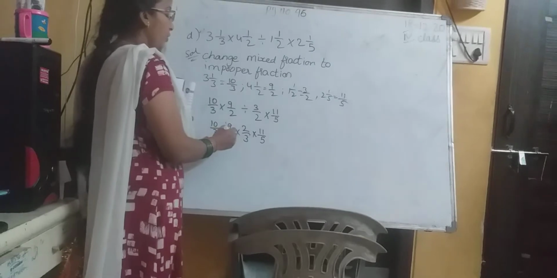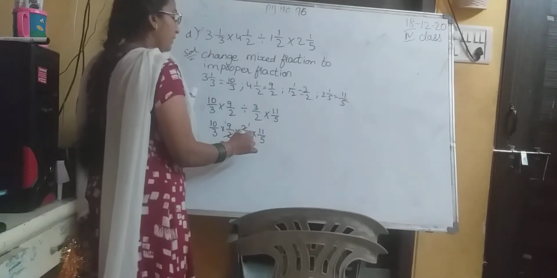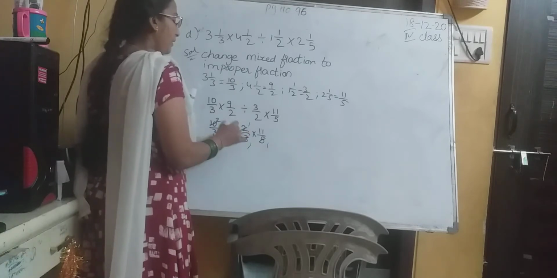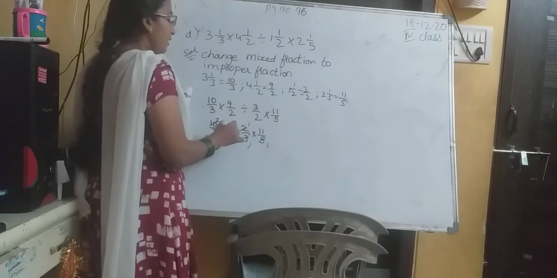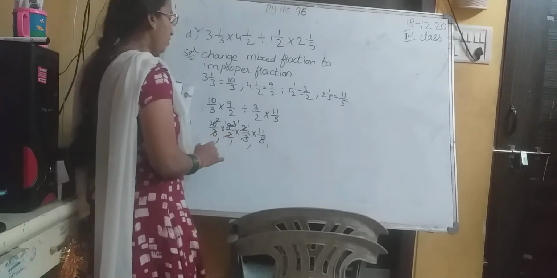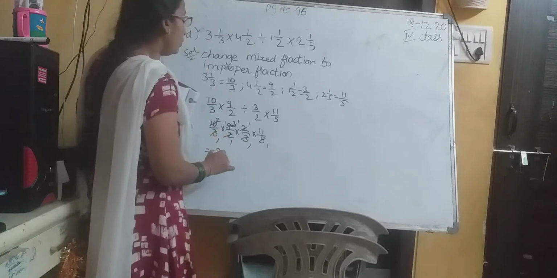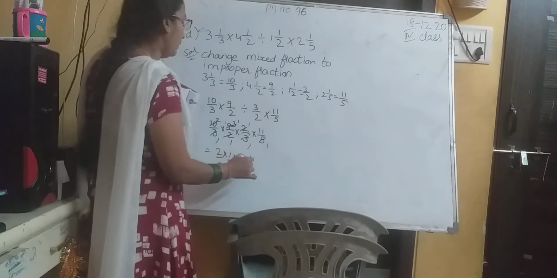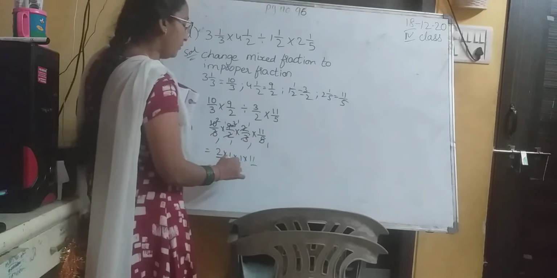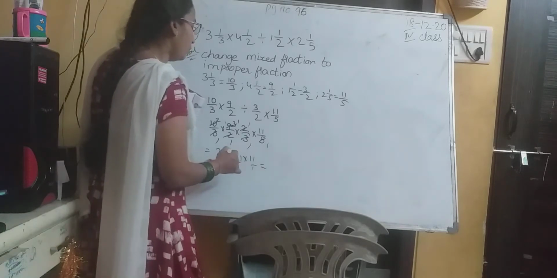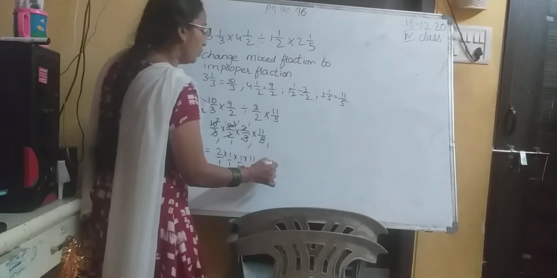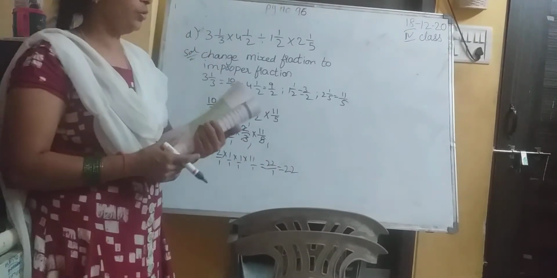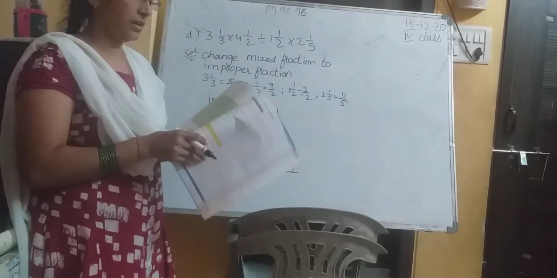Okay, now you cancel. 2 1s are 2, 5 1s are 5, 5 twos are 10, 3 ones are 3, 3 threes are 9, 3 ones are 3, 3 ones are 3. Now what is remaining? 2 into 1 into 1 into 11. Yes, 1, 1, 1, 1. That is nothing but 2 ones are 2, 2 11s are 22. By 1, that is equal to 22. Over, children. In the same way, you do C and B for homework.